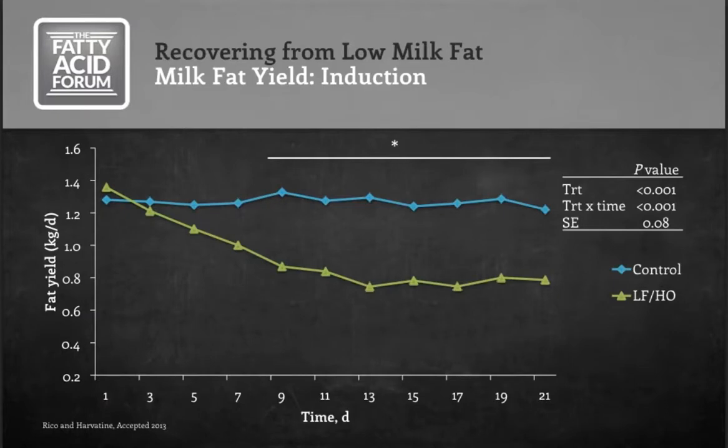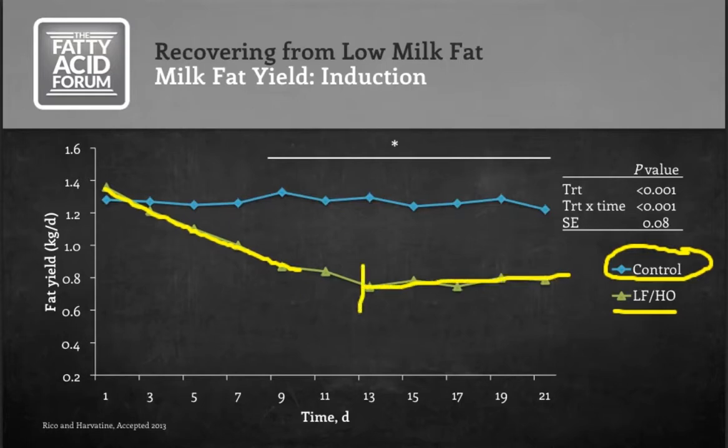I'm showing here the milk fat yield when we fed the control diet and when we fed this low forage high oil diet that induced milk fat depression. We started with rather high milk fats. This is almost 4% milk fat in these cows. When we fed this low forage high oil diet, we got a progressive decrease in milk fat yield, which was significantly different from control on day 9 and reached a plateau on about day 13. So it's progressively decreasing, but it's taking 10 to 14 days for complete milk fat depression to occur.